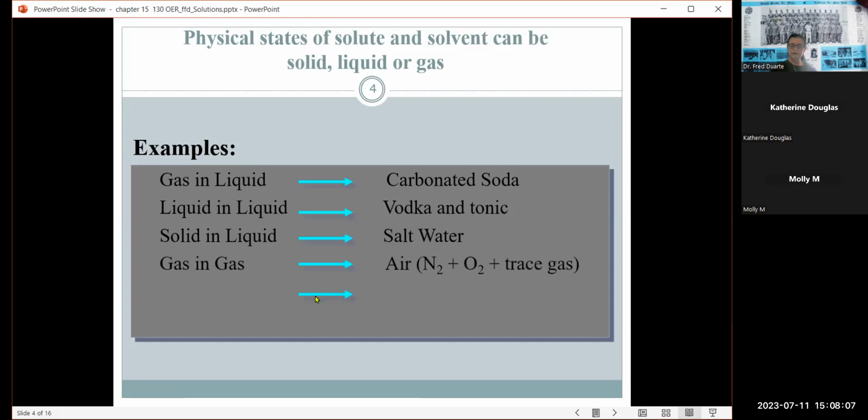We could have a gas in a gas, where the air around us is a mixture of different gases. And then when we talk about a solid in a solid, a classic example is steel. Steel is not iron by itself. Otherwise, it would just be called iron.